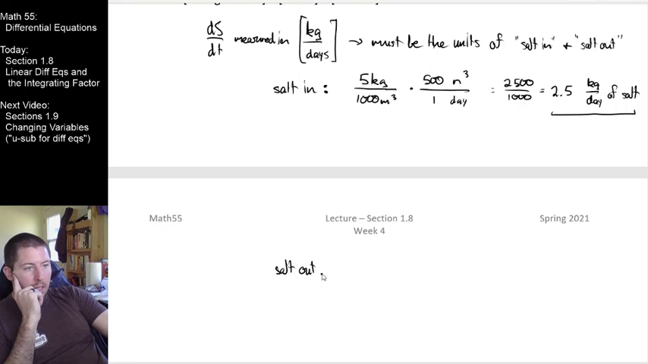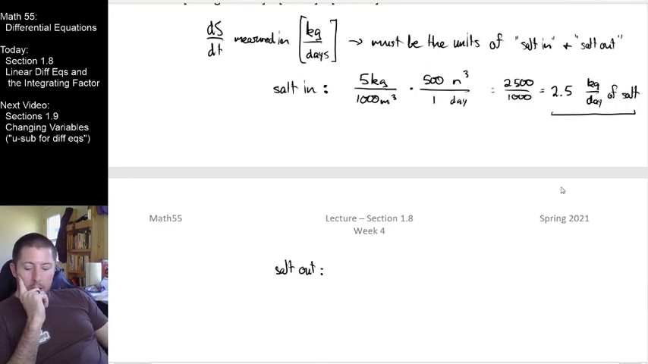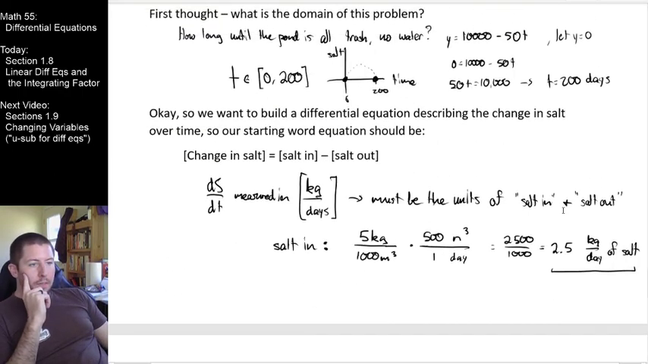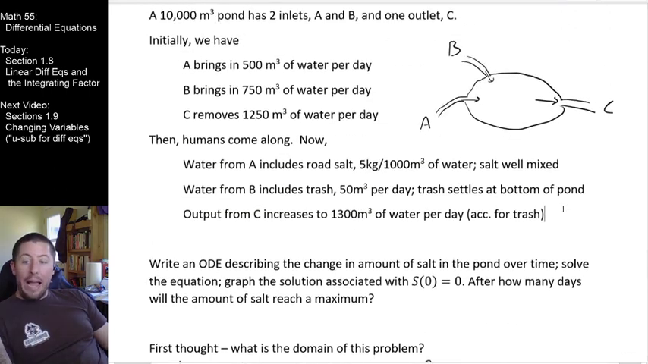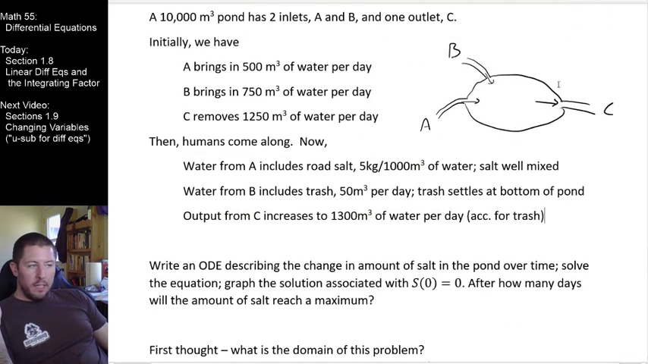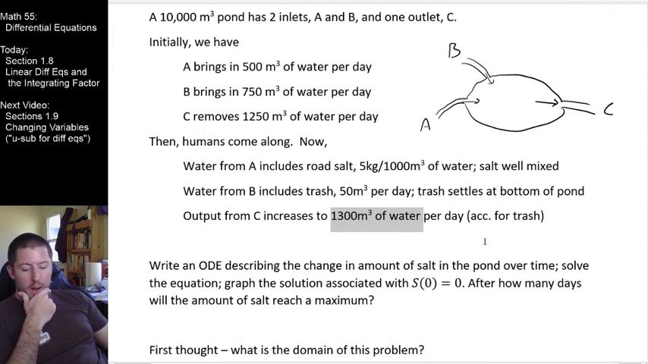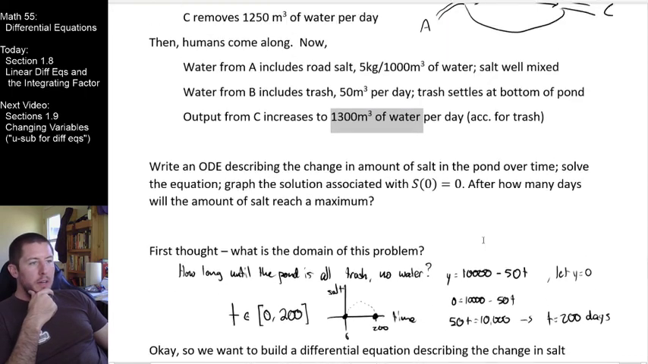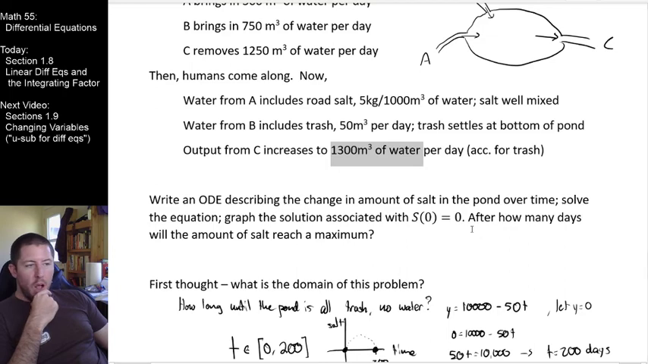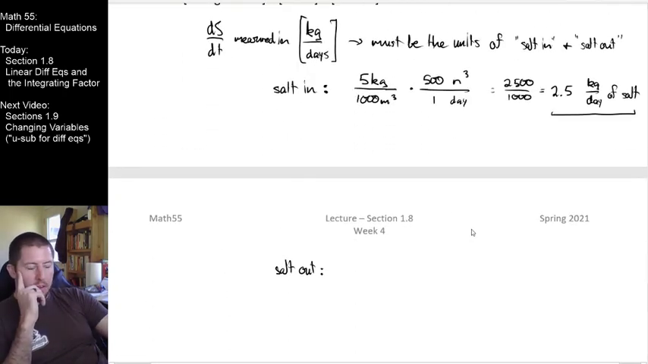This one's going to be a little bit trickier, right? So what's going on with our salt out? Well, very similarly, we can think where's things going out from the pond. The only outlet is C right here, and it looks like C is going to be putting out this 1,300 meters cubed of water per day, right? That doesn't really describe the salt content to me, but that seems to be one of our factors here. There's going to be this 1,300 meters cubed per 1 day.